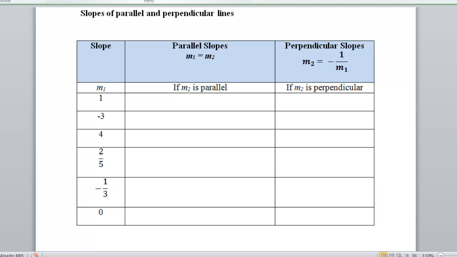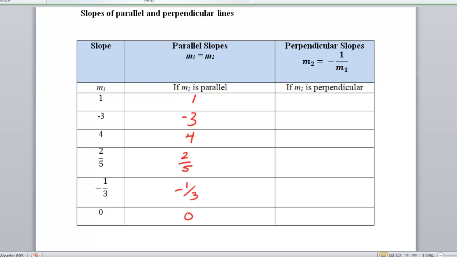Okay, and so what I'm going to do here is, if the slope of the first line is 1, then my parallel slope should also be 1. And if it's -3, the parallel slope is -3. And if we continue down, we see that the parallel slopes are all the same as the original slope. Now, if we're looking for the slope of a perpendicular line, we want to do the third column. So we need to compare the first slope, and we need to take the negative reciprocal, or sometimes called the opposite reciprocal. So go ahead and try to fill out the third column now.